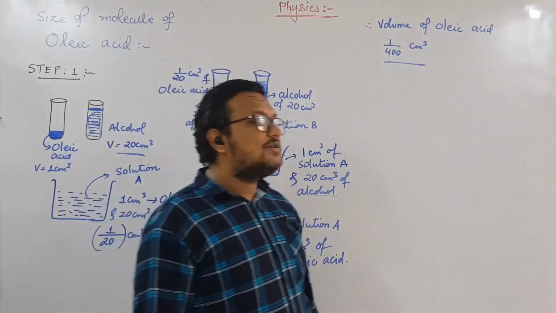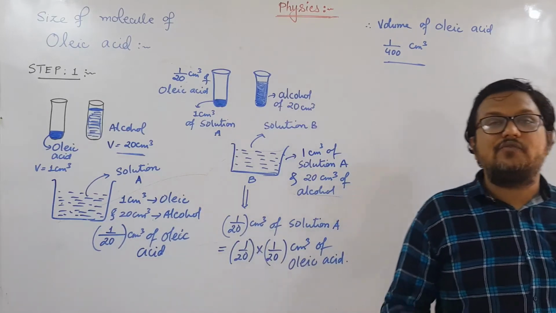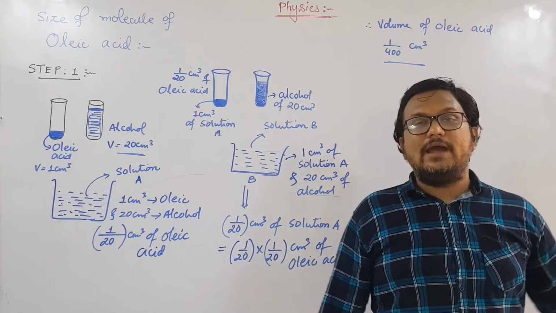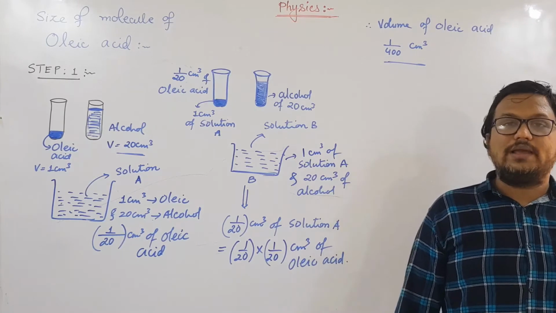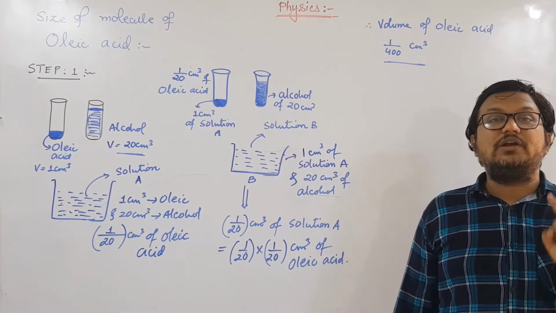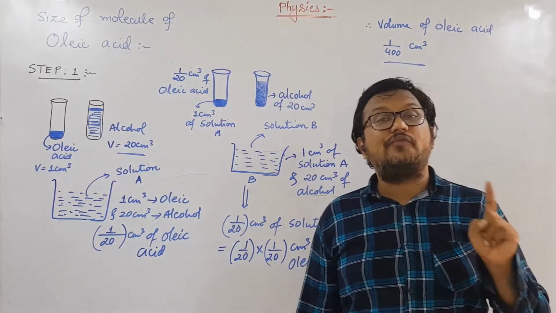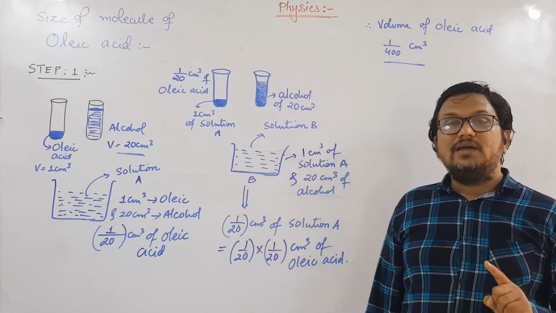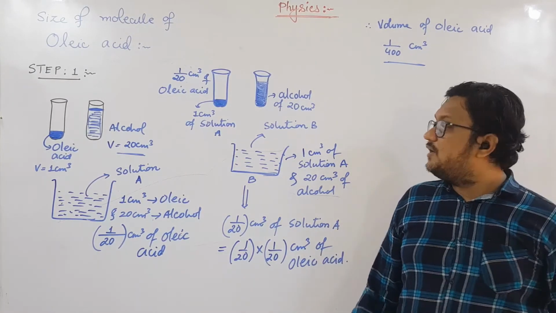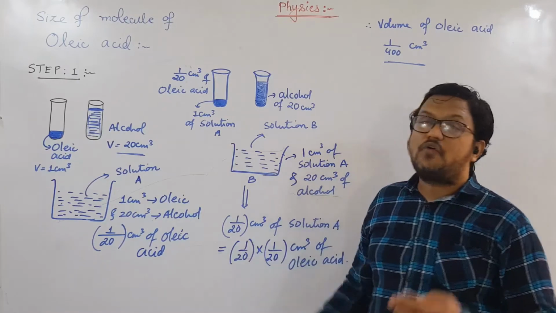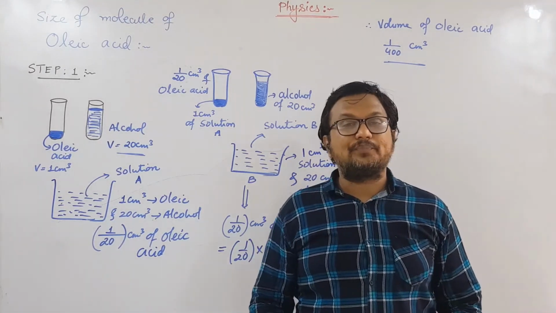Of course, there is another way in which you can take 400 centimeter cube of alcohol and pour 1 centimeter cube of oleic acid into it. But remember, in that case we will require 400 centimeter cube of alcohol, which will be costlier. Here we only require 20 and 20, that is, 40 centimeter cube of alcohol.